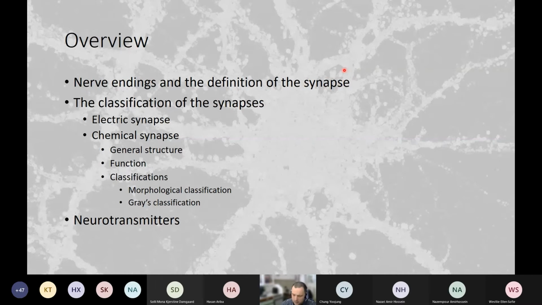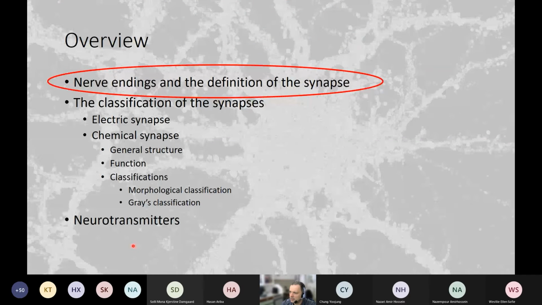Today I will talk about the structure and the types of the synapse, and I will give you a classification on this. I will also tell you some basic statements about the electric synapse. The chemical synapse will be discussed in more detail. I will talk about the general structure, the function, and I will also explain classifications based on the morphological and also on some functional aspects according to Gray. And at the end of the lecture, some remarks on the neurotransmitters, because there is such a topic in the list of the exam questions as well.